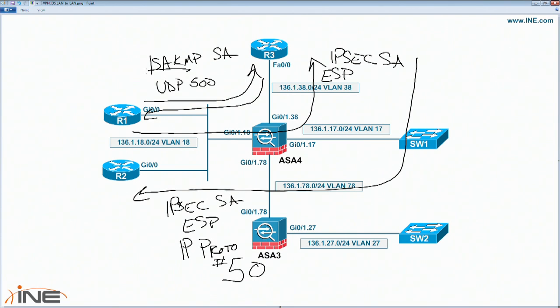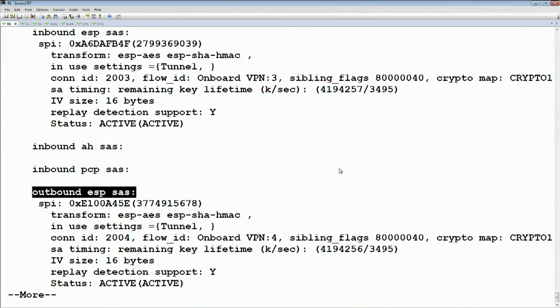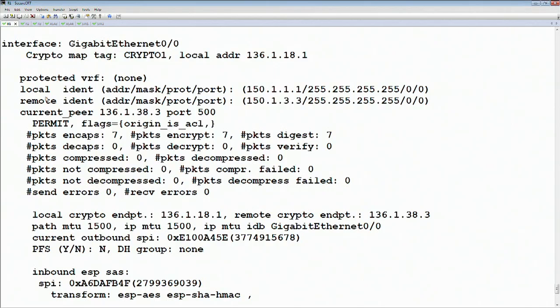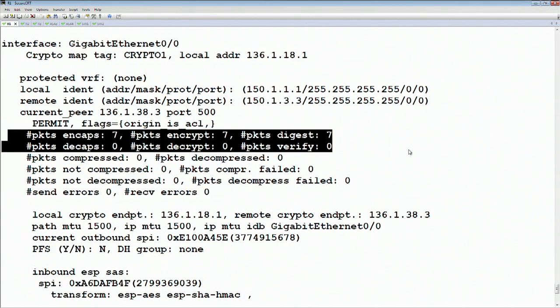Now we know that UDP did not have a transport problem getting there, because if it did, router 3 would not have received the negotiation to begin with. But what about protocol number 50? Now we could go, of course, to all of the devices in the transit path, like look at the switch here, layer 2, make sure it's not dropping protocol 50. Go to the ASA, make sure that it's not dropping it. But one thing that we can do to narrow this down a little bit further would be to look at the counters for the IPsec SA.